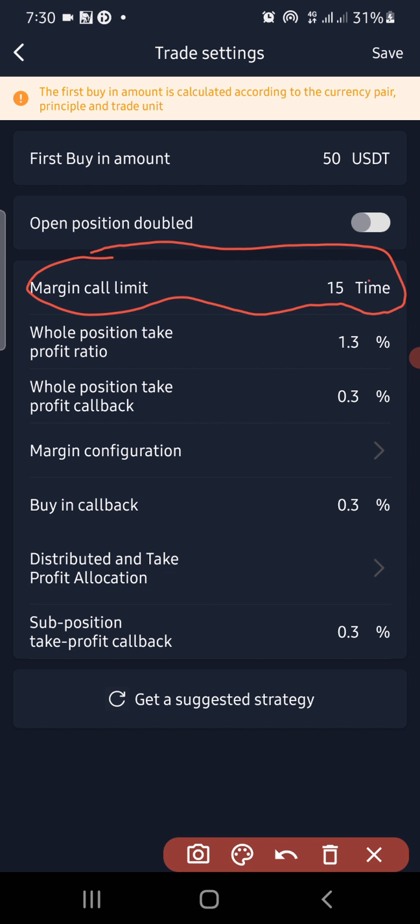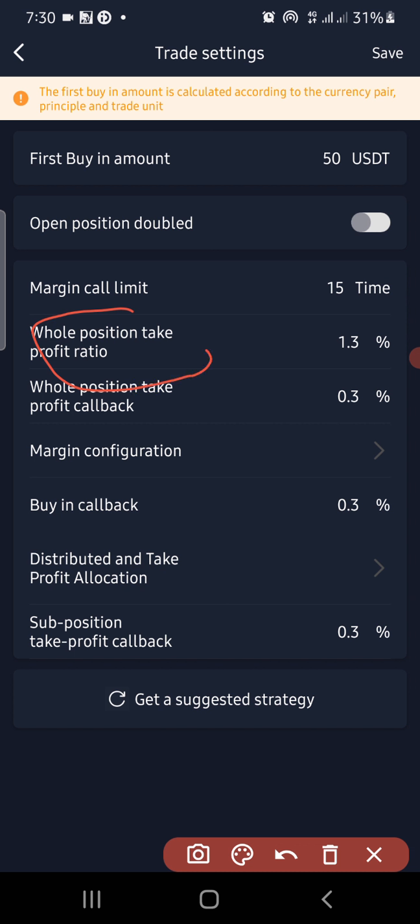15 times. That means you can instruct the bot, buy at 2% decrease, buy at 5% decrease, buy at 7% decrease, buy at 10% decrease, buy at 15% decrease, and so on and so forth. You can even set it to as much as 50 to 100%, 100 times rather. The choice is yours. Then hold position take profit ratio. So by how much in percentage should the trade increase before the bot sells for you?